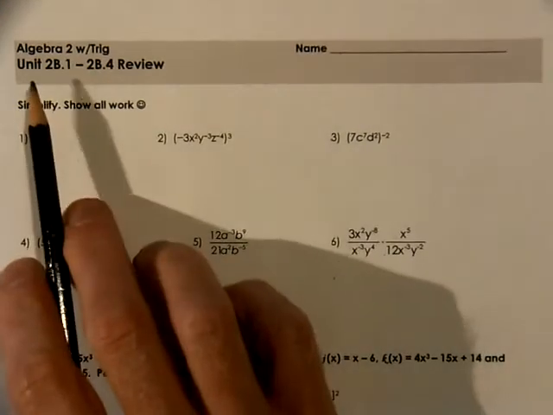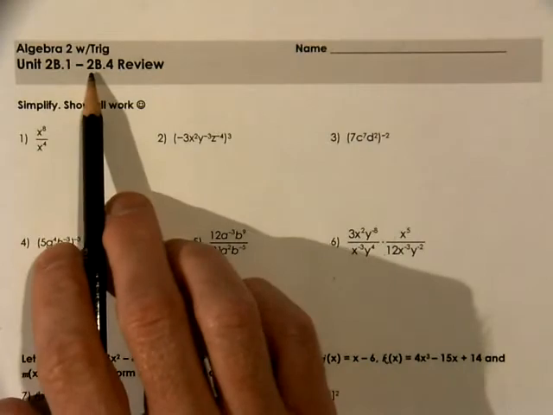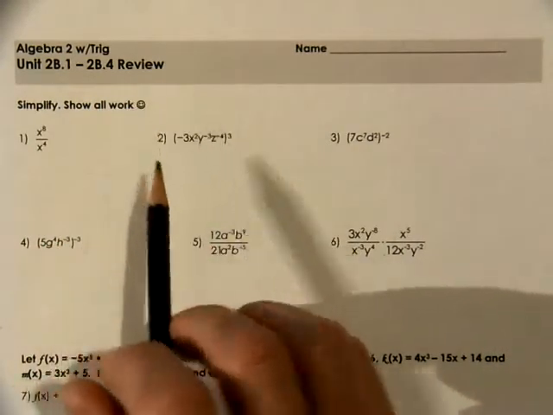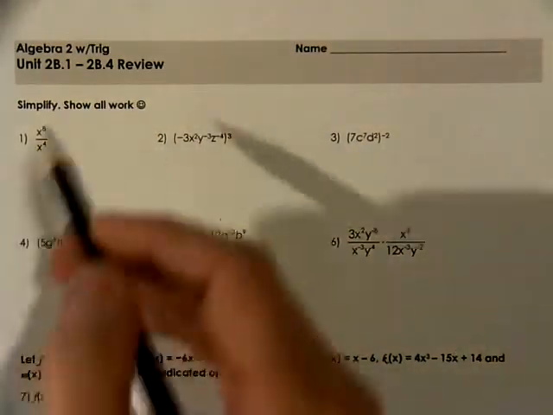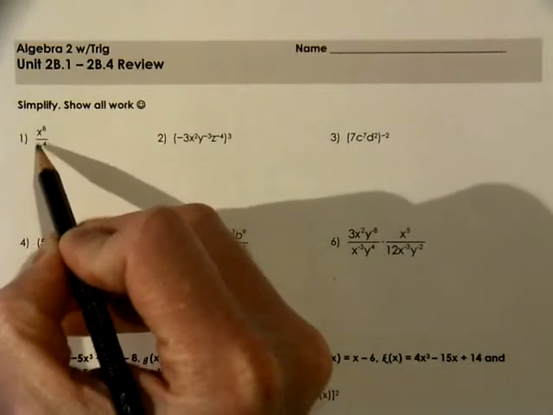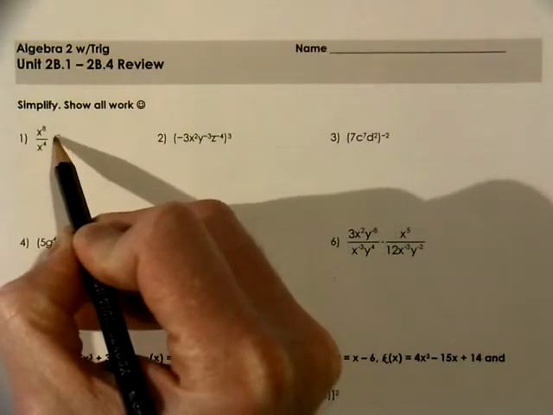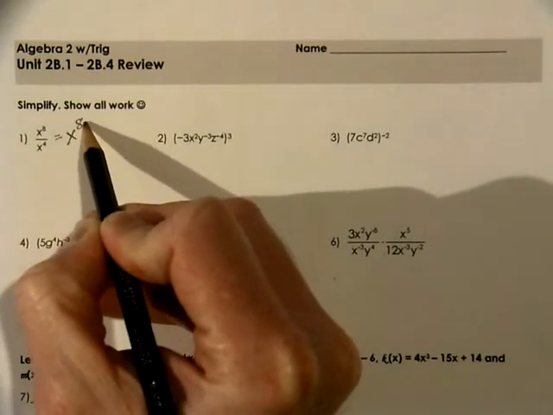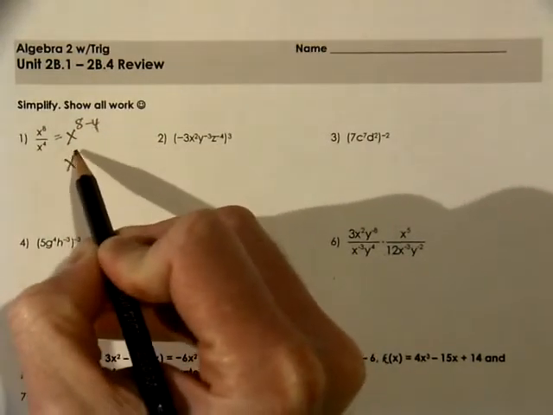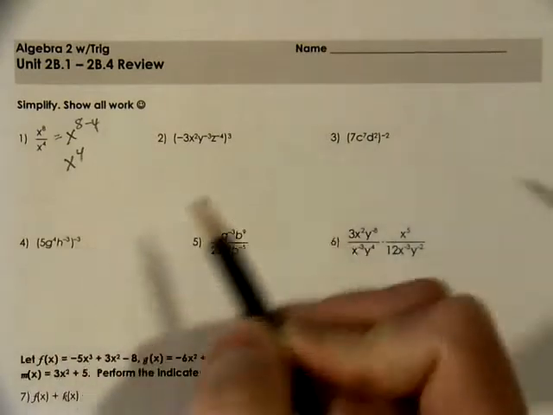This is Algebra 2 with trig. This is the review for 2b.1 through 2b.4. Working with exponents. Here we're dividing the same base, so we subtract exponents. So it's x to the fourth power.